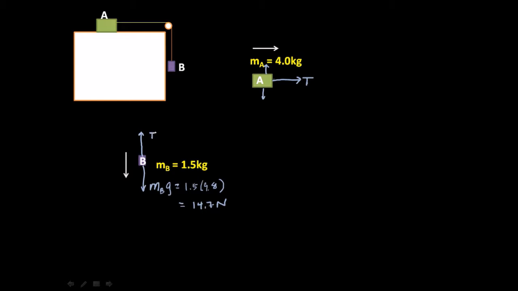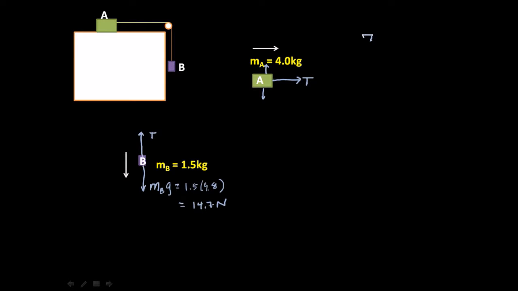Now the interesting thing is the tension in the string pulling up on mass B and the tension in the string pulling to the right on mass A are the same tension. Why? Because the pulley is massless and frictionless. It's an ideal pulley. And because of that, we have the same amount of tension in both parts of the string. So now what do we do?